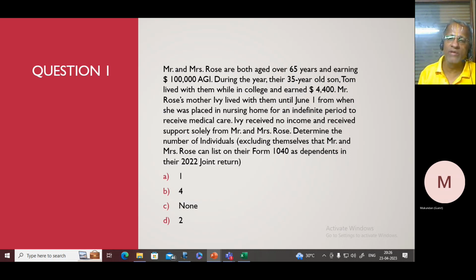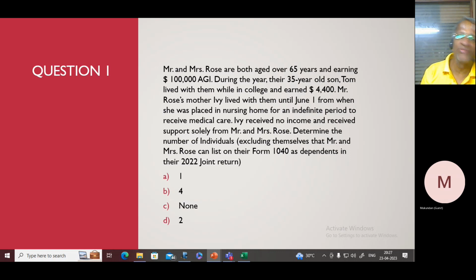First and foremost, Tom, a 35-year-old person, will not come under qualifying child, because of the age factor. We will not go into checking whether he satisfies R and S. Now, will he come under the category of qualifying relative? He fails the income test, as he earns $4,400. So Tom will not qualify at all. There are only 4 characters: Mr. and Mrs. Rose, Tom and Ivy.